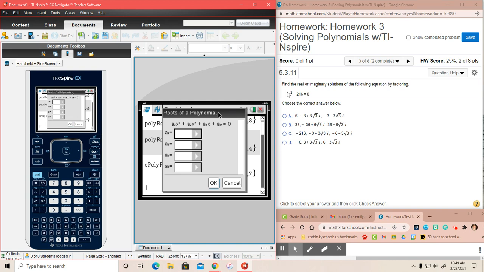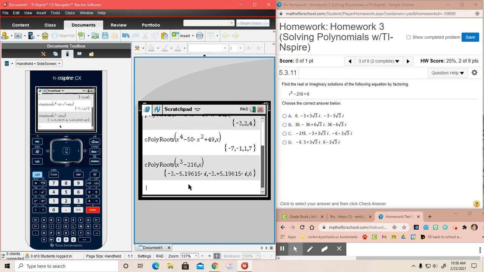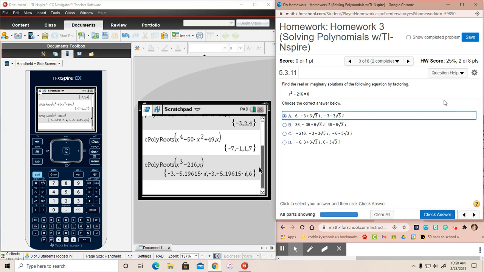So r to the 3rd, the coefficient is 1. We do not have an r squared. We do not have an r. Our constant is negative 216. And you hit enter, and this is what you're given. So I know that this is a lot, but I want you to pick out some important things. Here we have a negative 3 minus a decimal I, negative 3 plus a decimal I, and 6. Okay, so that can help us pick the correct answer here. So we have a real 6, and there's only one option that has a real 6, and that's A.